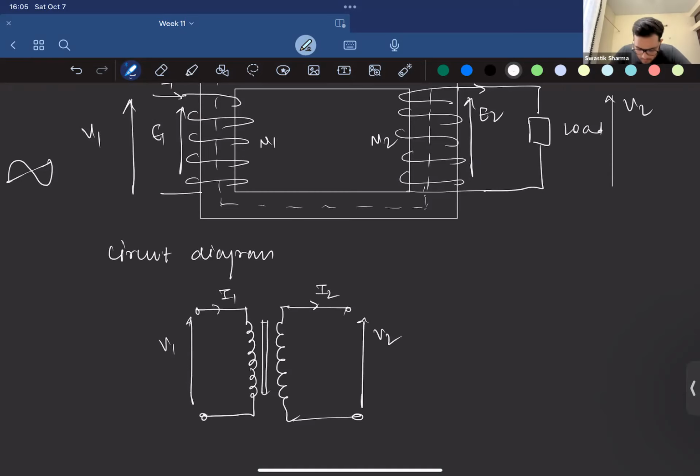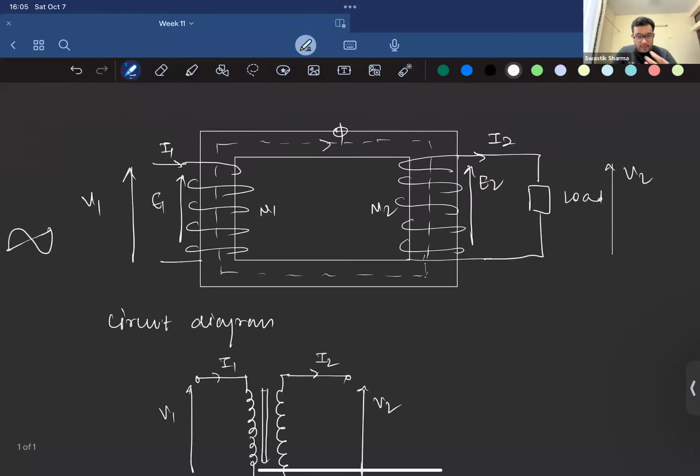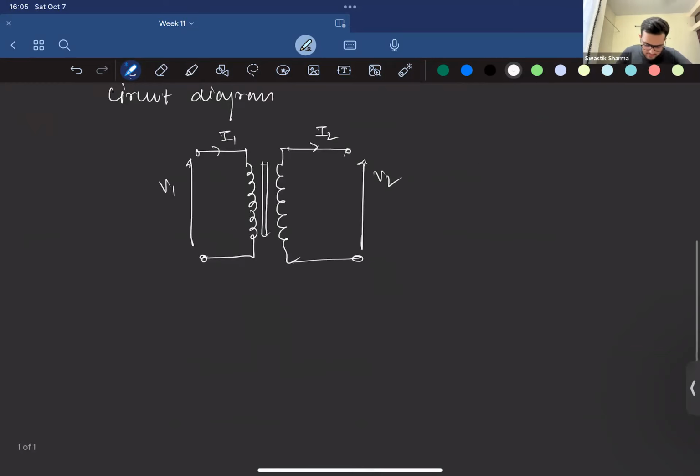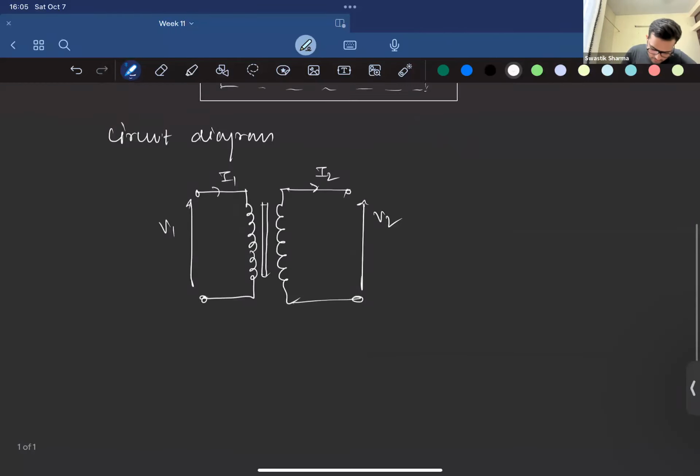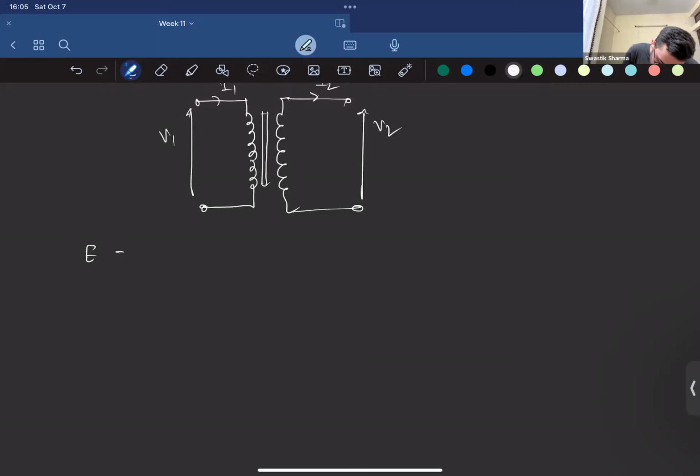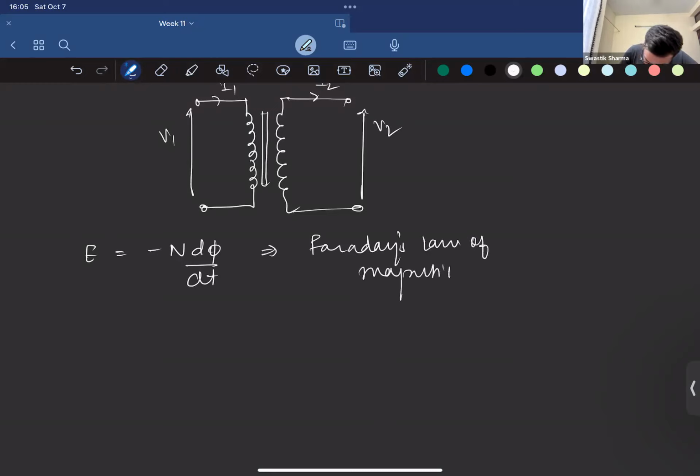Now, when we have a circuit like this and we supply it an AC supply, there's an induction of EMF, which is represented as E1, E2. This EMF is nothing but a product of Faraday's law and Lenz's law. This is due to Faraday's law of magnetic induction plus Lenz's law.